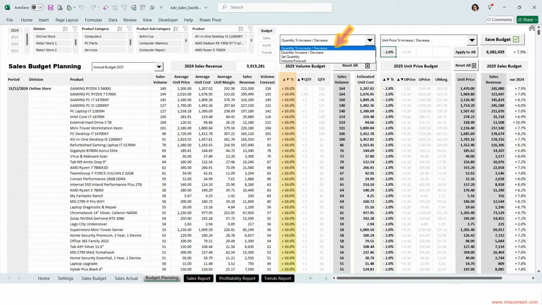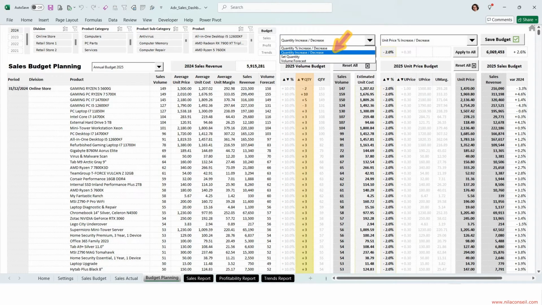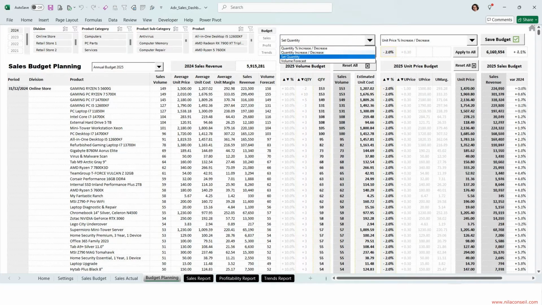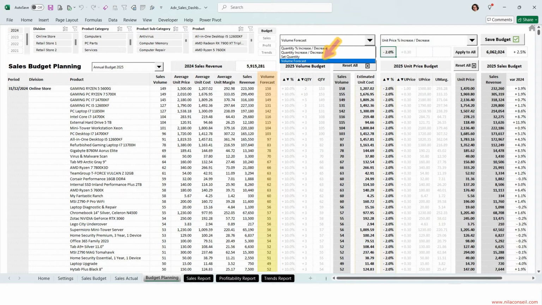Apply a percentage increase or decrease to sales quantity. Increase or decrease sales quantity by the entered value. Enter the exact quantity to sell. Use volume forecast data as planned quantity to sell.